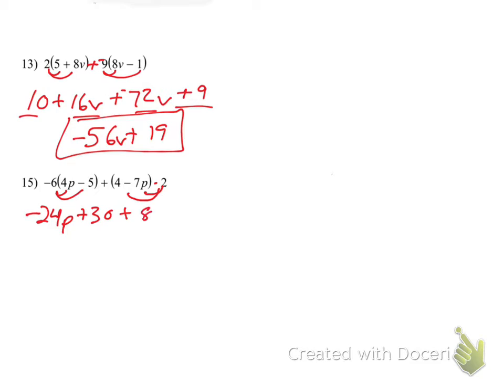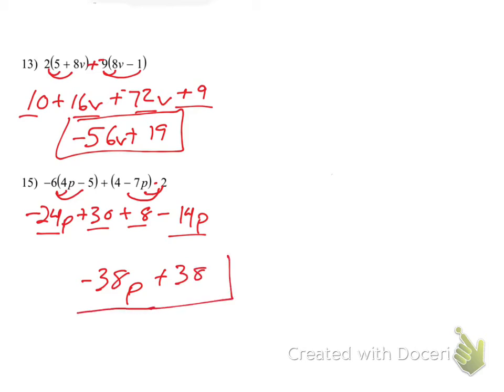And then minus, because I know that this is a negative on the inside, 2 times negative 7p, so that'd be minus 14p. Combine like terms, so this is a negative, so negative 24p minus 14p. Put that in your calculator. You get a negative 38p, and then you have 30 and 8, so it'll be plus 38. You cannot simplify anymore, so you leave it as is, and that will be your final answer.